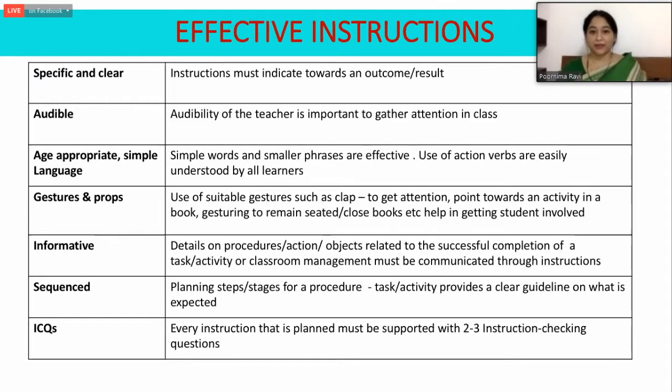Are they seated in their place? Are all the children attentive towards you? Is their attention directed towards you? These are the areas that you have to focus on.